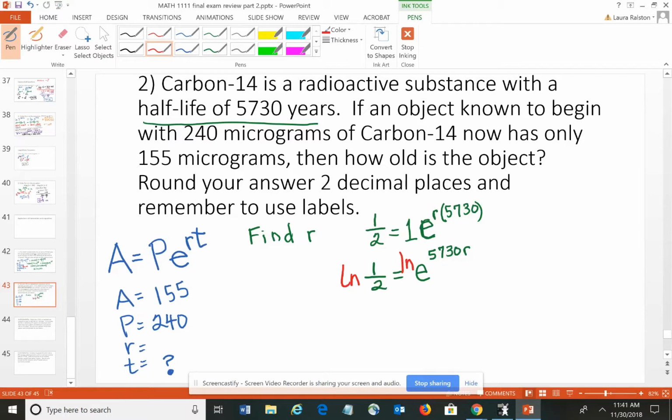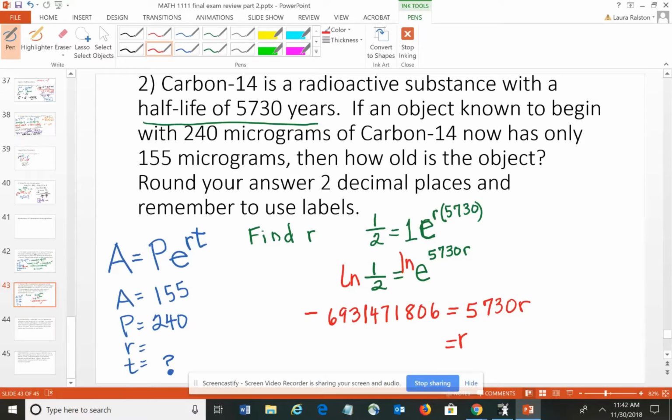So I have the natural log of 1/2, which you can do on your calculator. It gives me negative 0.69314718056. And that equals 5,730 times r. So if I divide that value by 5,730, it's going to give me the rate of decay for carbon-14.